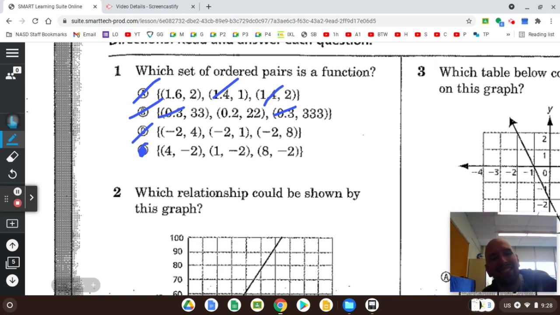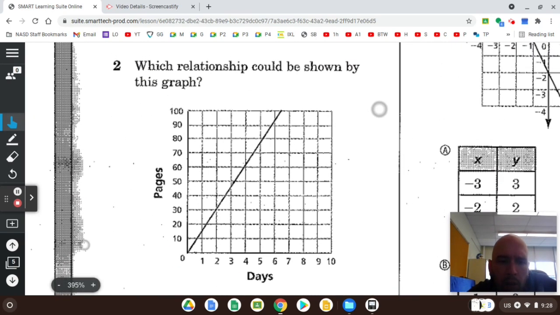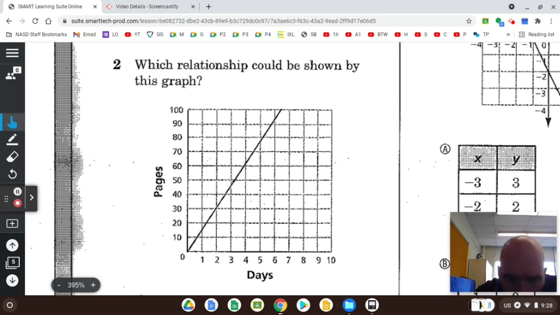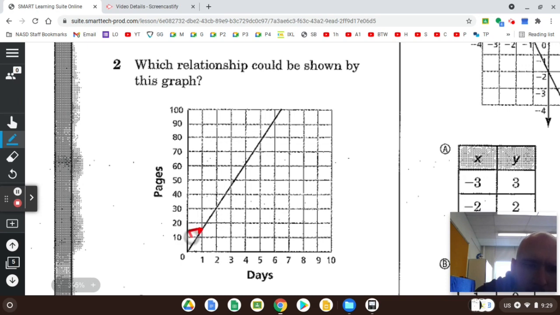Okay. Which relationship could be shown by the graph? Now, without even looking at this or at the options, we're talking about pages and days. So maybe someone's reading, and it looks like every day they read about 15 pages.